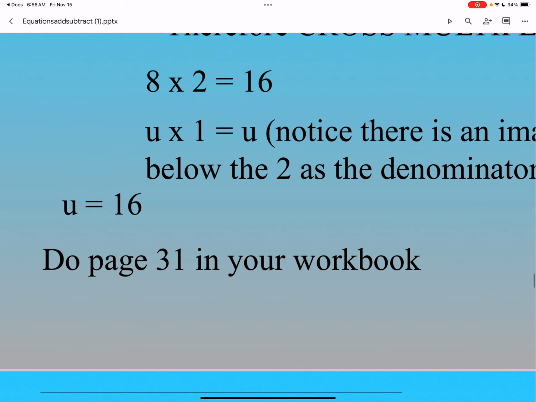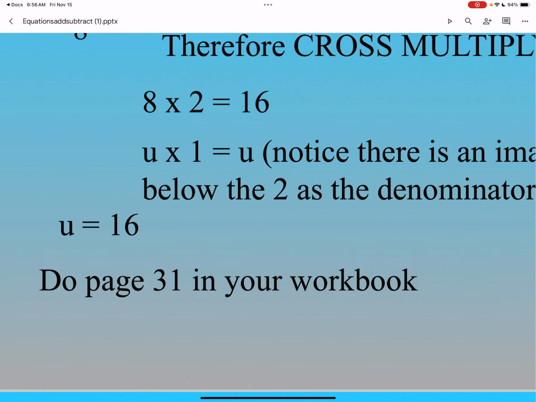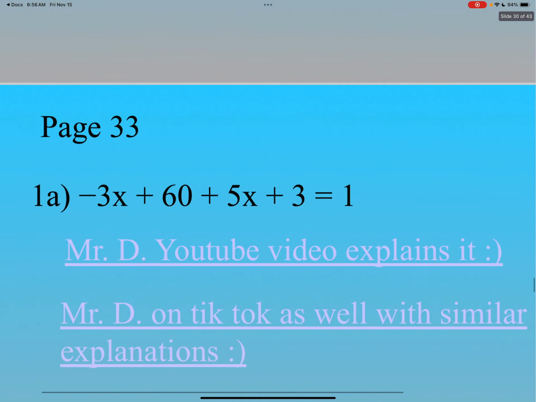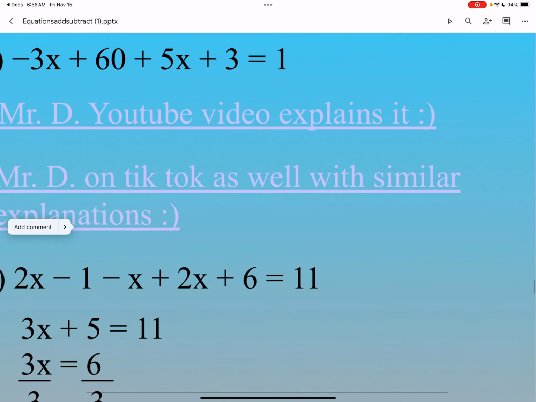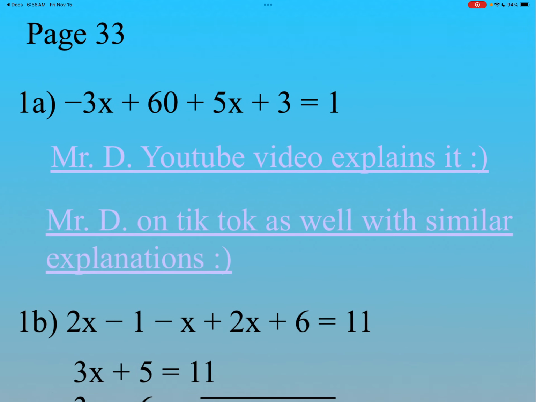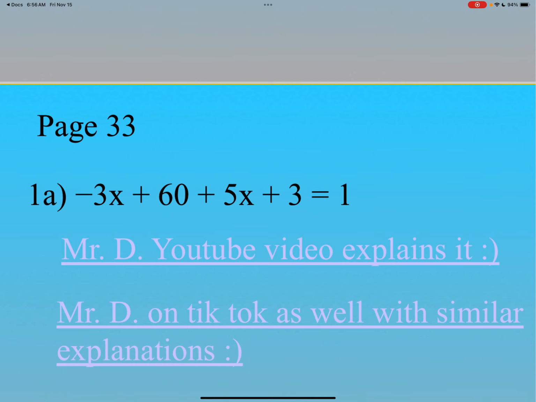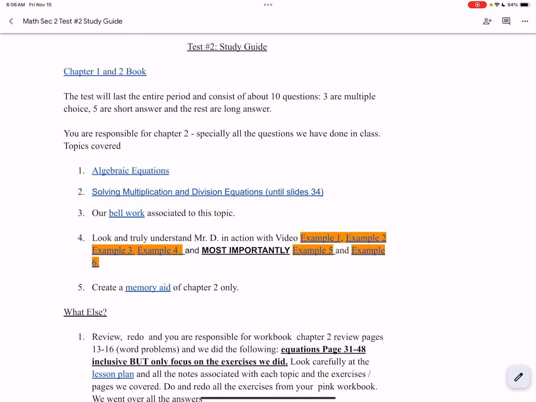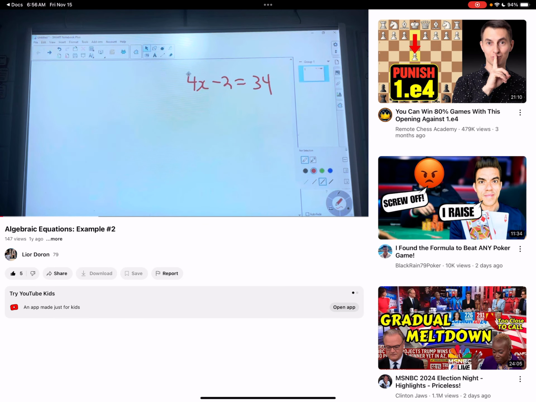Here it says do page 31 in your workbook, but the reality is there were so many pages leading up to this that they've done, and they've got all the answers. I even went and did some YouTube videos. I'm sure you've seen them, like this example over here. When you get into the lesson plan or the study guide, these are some examples and they're all linked right here. I invite you to look at them very carefully.